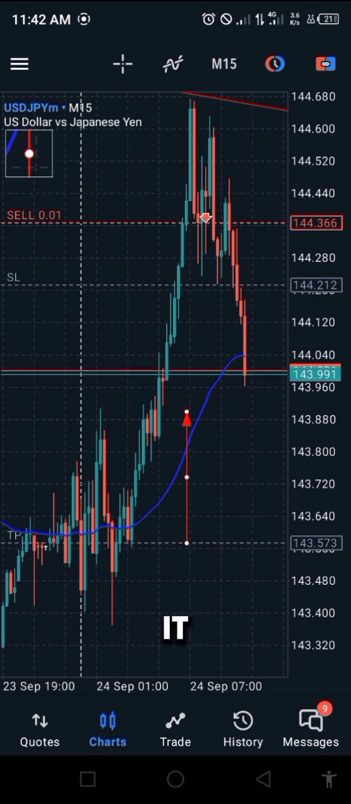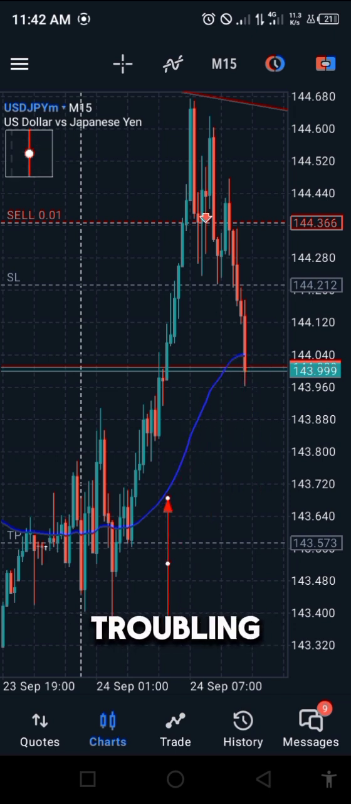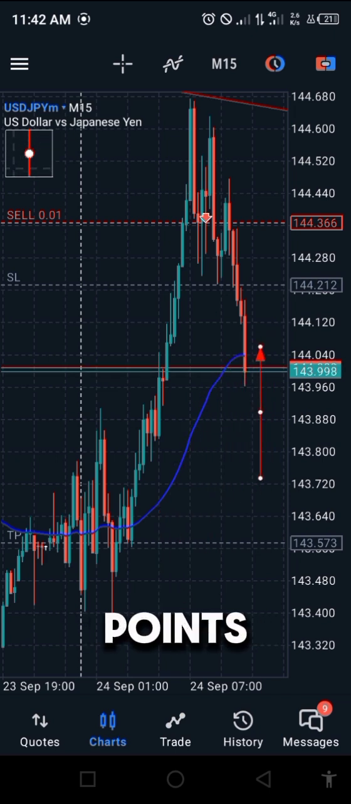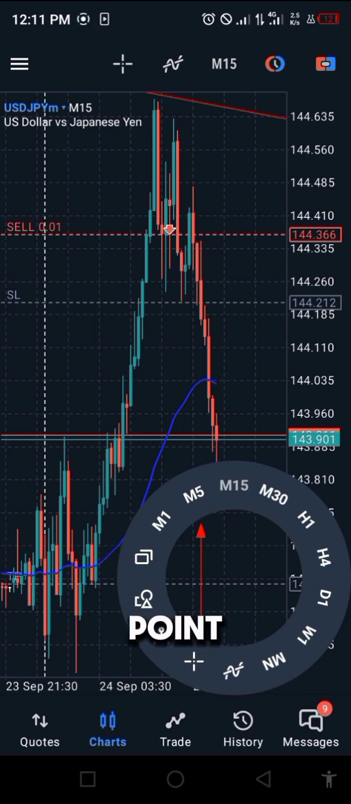However, if I go to the 15-minute time frame, I see a very troubling point. It is a very strong zone where, if price comes and reacts in that zone, it may move back up.